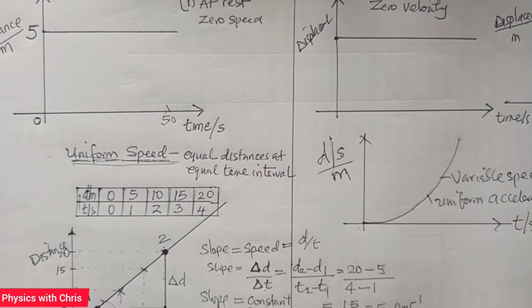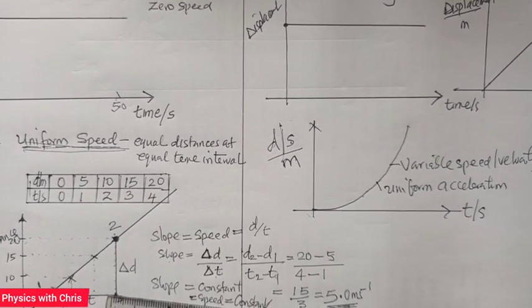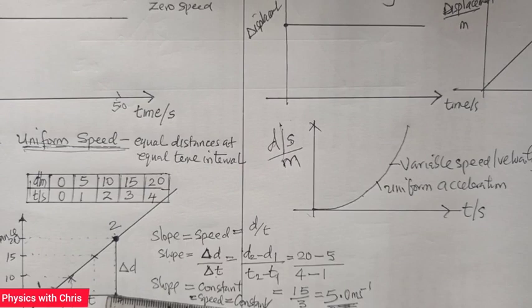So we can also evaluate or interpret uniform acceleration from a displacement time graph. It's a graph of variable speed, variable velocity, or uniform acceleration. That is, if the speed or velocity increases at a steady rate, then it's a graph of uniform acceleration.